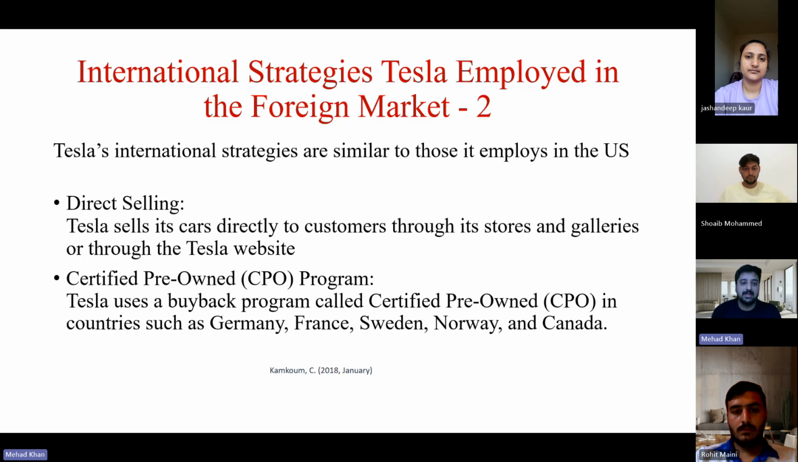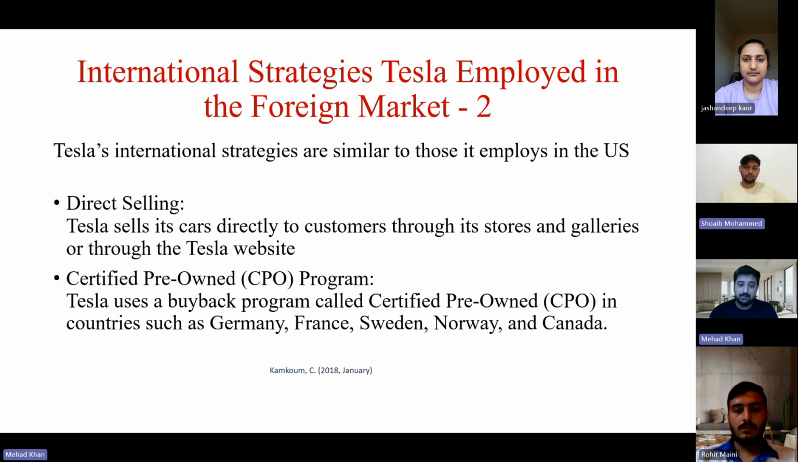Next, I'll talk about the international strategies that Tesla employs in the foreign markets. The first one is direct selling, and the success behind Tesla, I guess, is direct selling, because Tesla never sells its cars to franchises or any third person. If somebody wants to buy a Tesla, they should buy it from Tesla.com or from the Tesla official stores. They don't sell their cars to anyone else. That's the key point of Tesla. They want the customer to get the best service, and in order to achieve that, they are specifically focusing on the direct selling strategy.